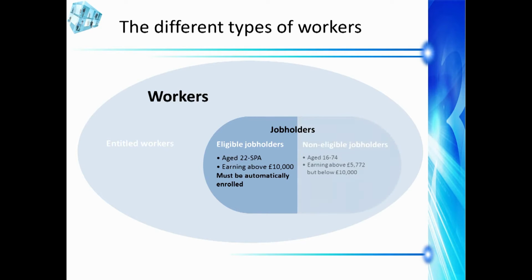What's a non-eligible job holder? Well, this is a little bit more convoluted. It can be anybody in your workforce, i.e. somebody aged between 16 and 74, and they earn between the 2 thresholds. So they earn between £5,772 and £10,000. Or they could be the youngest part of your workforce, i.e. aged between 16 and 21, or the older part of your workforce, i.e. aged between the state pension age and 74, and they earn above the auto-enrolment threshold. They earn more than £10,000 a year.